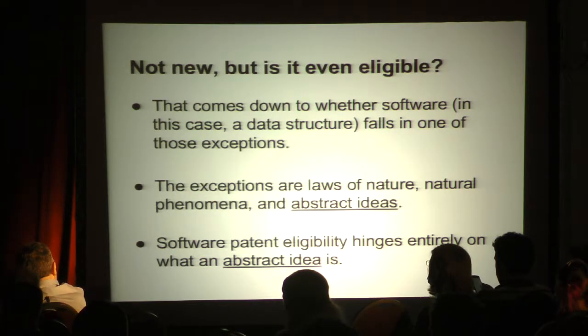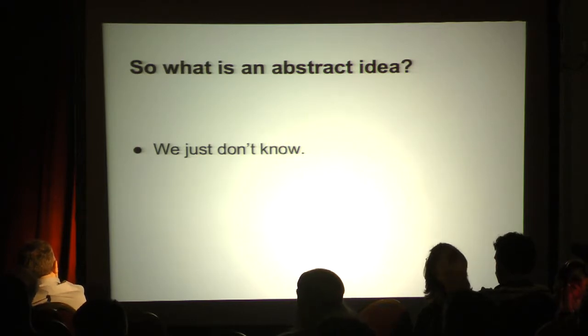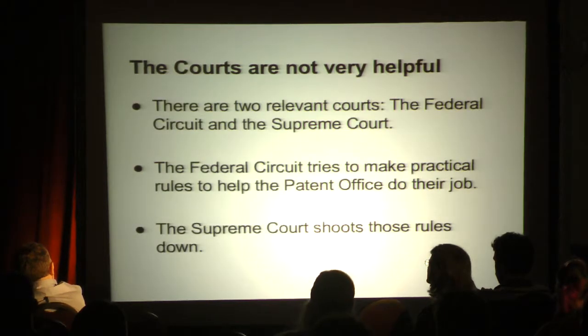You know, intuition tells us that this is a very abstract idea. It's just a data structure. Intuition doesn't always get us where we need to go in the law. Unfortunately, the courts have not given us a clear idea of what an abstract idea is. There are two courts in play here. There's the Court of Appeals for the Federal Circuit, and there's the Supreme Court.